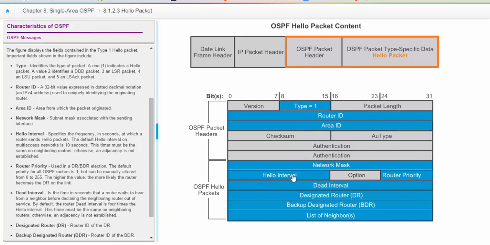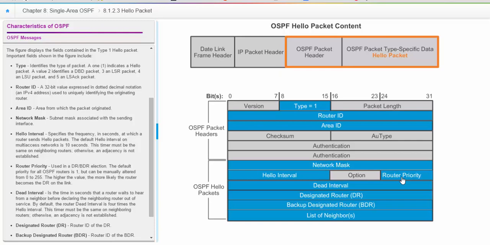You have your hello interval, and that specifies the frequency in seconds at which a router sends a hello packet out. The default hello interval on multi-access networks is every 10 seconds. And this timer must be the same on neighboring routers, otherwise the adjacency is not going to be established. They're not talking at the same rate. You have your router priority, and that is used with the DR BDR election.